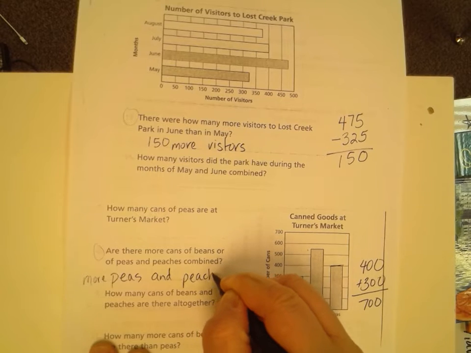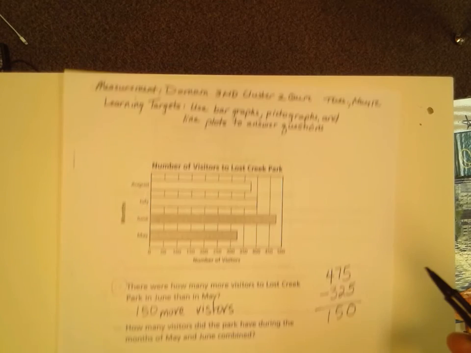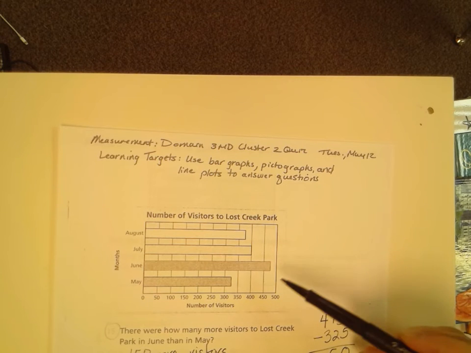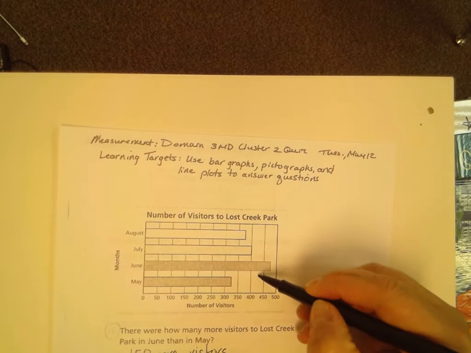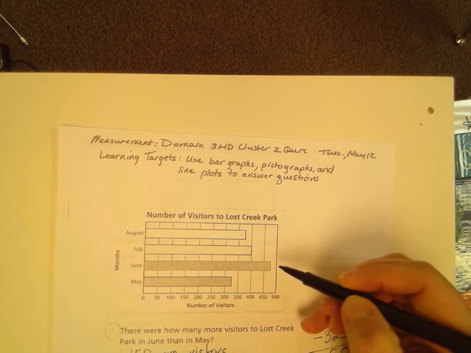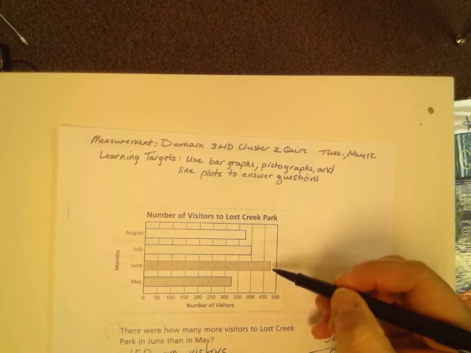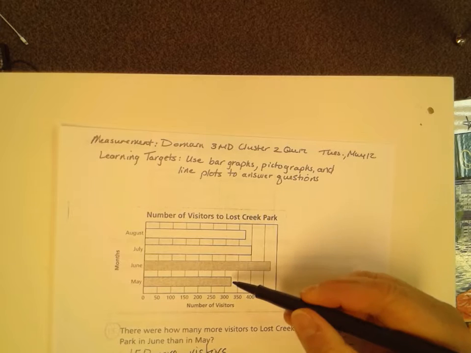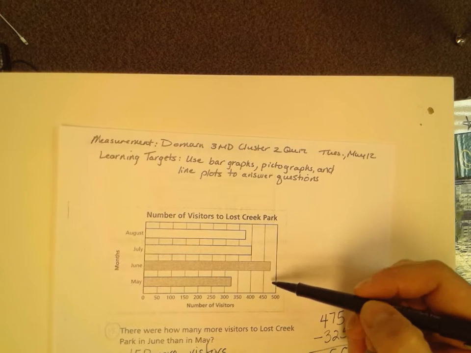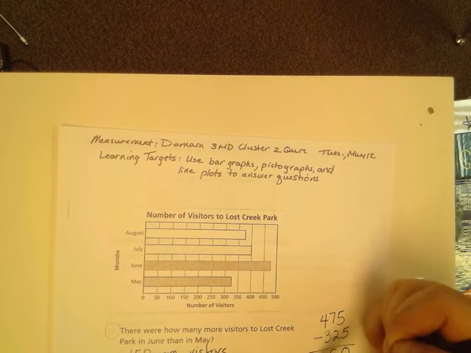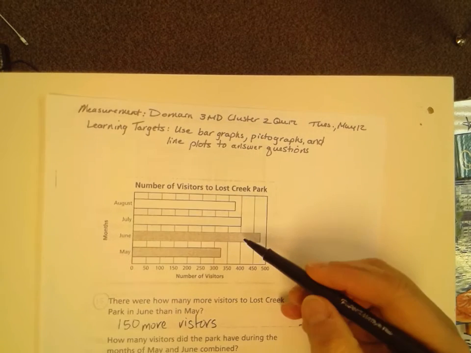Okay, so up here I could also do a similar thing since I'm comparing these two. I could say, well, I know this is 100. Oh, what did I not do? Oh my goodness. So 475 minus, did I do this right? 470, right? Minus 325, 150 visitors. Oh yeah, because these are 50s. So wow, I was having a hard time there.